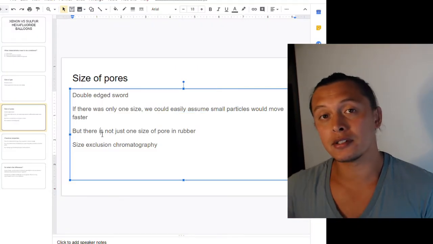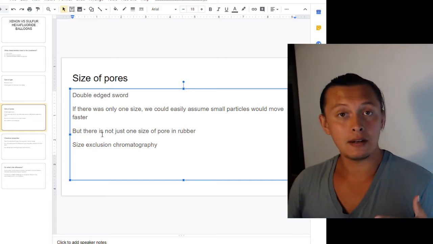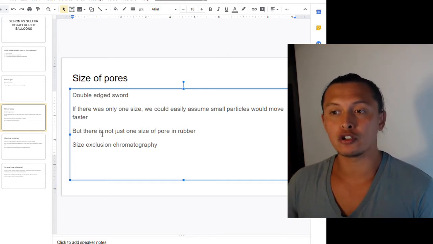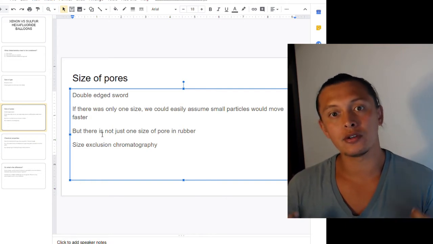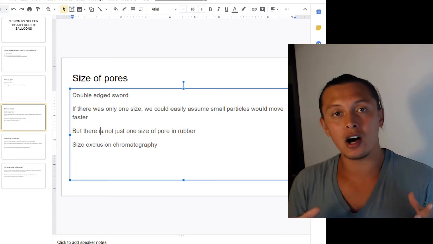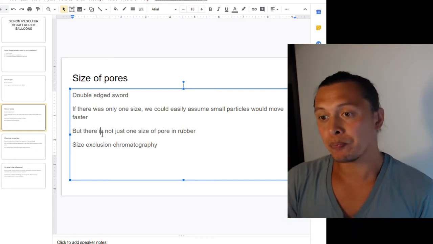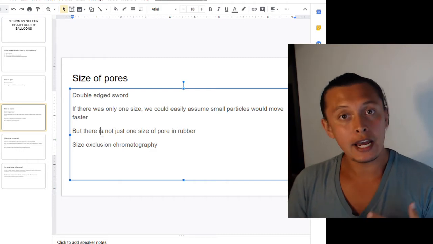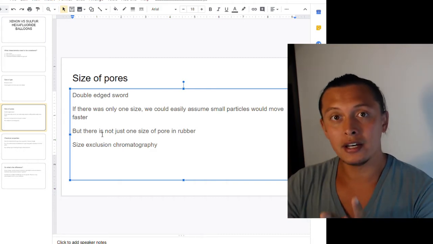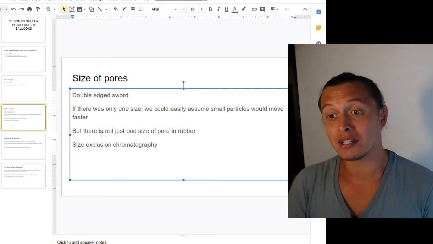Well, this is something that we all need to consider: there is almost never, in nature, just one pore size. There is almost never just one size of caverns that exist in any type of matrix in nature. So when we are dealing with rubber, it is very rarely going to be just one size. And so this is actually going to create the exact opposite effect.